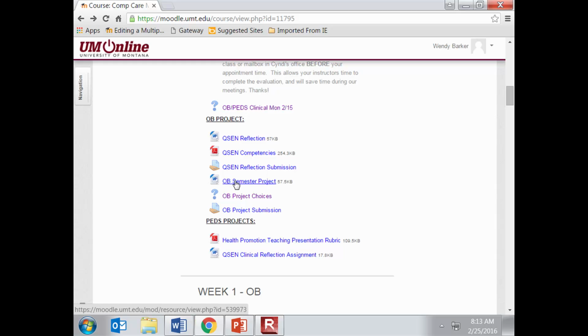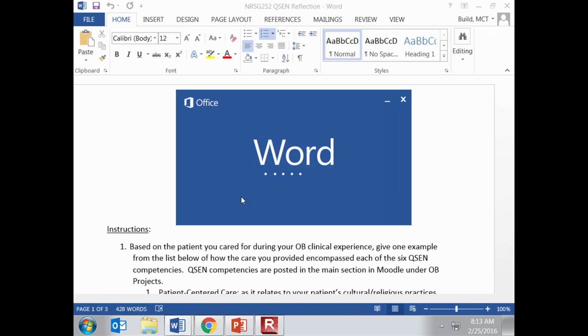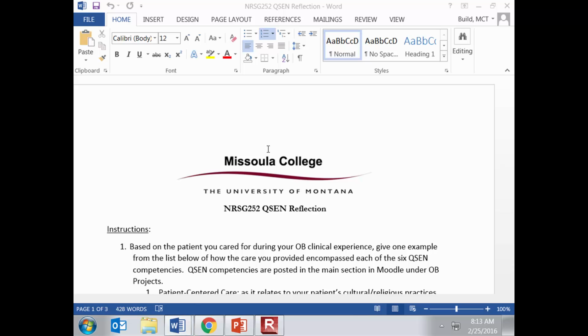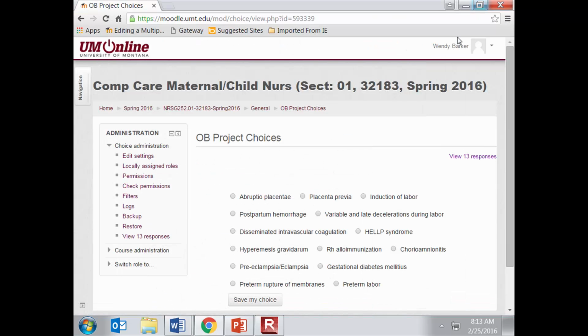you pick a topic, and here's where you can pick your topic. So, in Moodle, you can click on OB project choices and just select which one you want to do. The reason why I think people have forgotten about that is because I've asked about that in post-conference and people are like, what? What? So this is similar if you had me last semester.